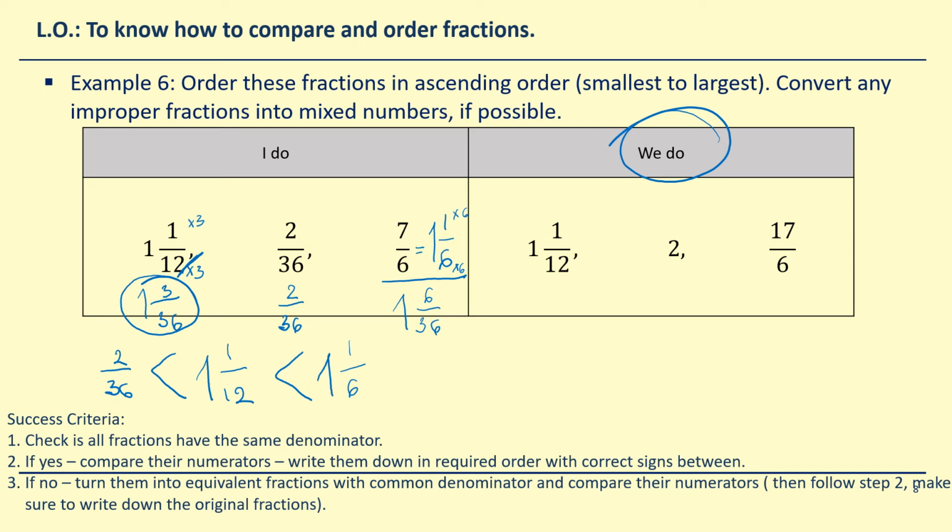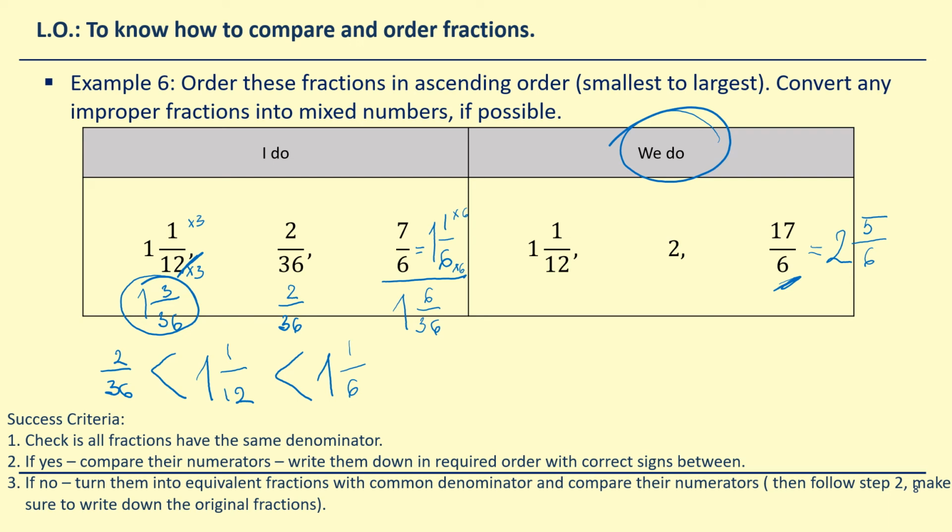Right, if you have noticed that this is the improper fraction, well done. This is actually equal to 2. How many 6s in 17? It's 2. The remainder is 5, so it's 2 and 5 over 6.